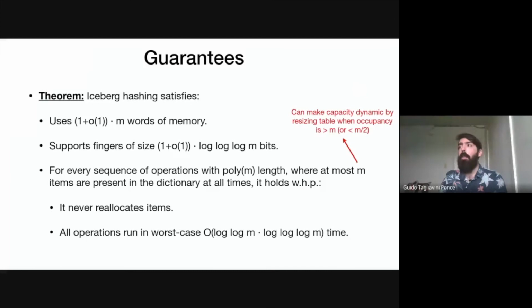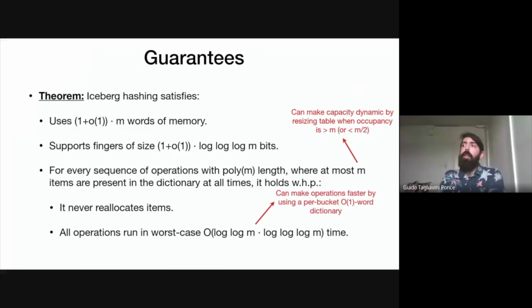Okay, so a couple remarks here. We can make the capacity dynamic using the classic trick of resizing when you get more than m elements or less than m over 2. And in this case, I guess all your running times are going to be amortized.